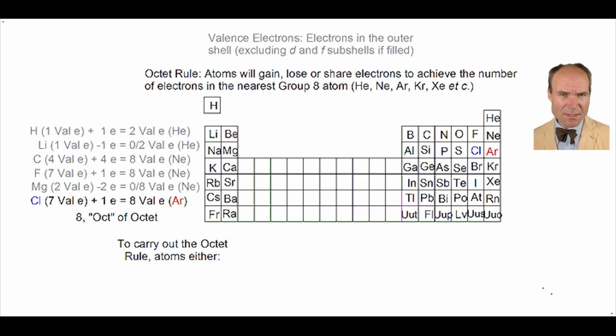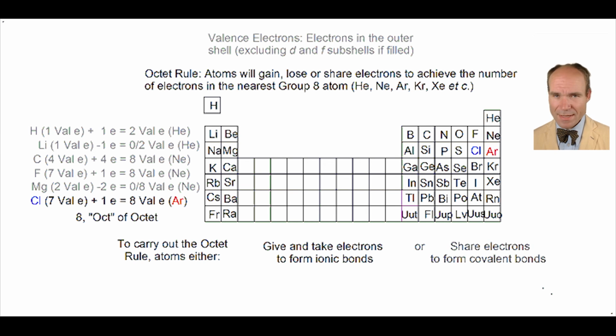How does the octet rule get fulfilled? Where do these extra electrons come from or go to? When electrons are completely gained or lost to realize the octet rule, they are forming an ionic bond as a result. But when electrons are shared to meet the octet rule, this results in a covalent bond.